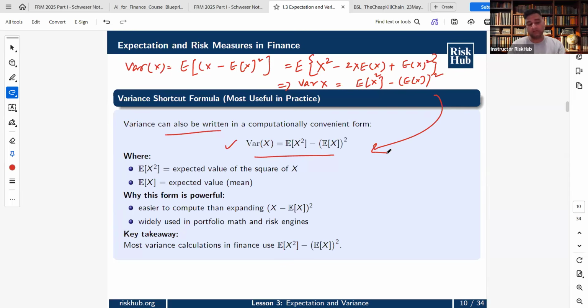Why do quants love it? Because it is much faster computationally. Instead of calculating every deviation from the mean, compute the expected value of X and the expected value of X squared, then apply variance of X equals E[X squared] minus (E[X]) whole squared. Where does this appear? Portfolio variance, covariance matrices, factor models, risk engines, Monte Carlo simulation, machine learning loss functions, volatility forecasting. So again, this is loved by quants because it is much faster. You don't have to follow the four-step procedure which we saw earlier.